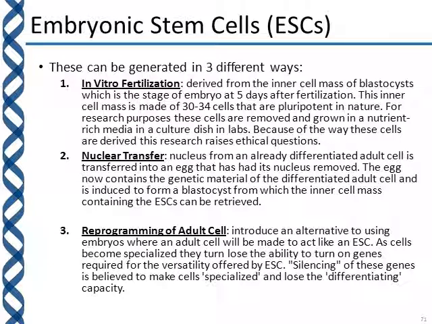And third is the reprogramming of adult stem cells. This was introduced as an alternative to using embryos, where an adult cell will be made to act like an embryonic stem cell. As cells become specialized, they in turn lose the ability to turn on genes required for the versatility offered by embryonic stem cells. This silencing of these genes is believed to make cells specialized and lose the differentiating capacity.